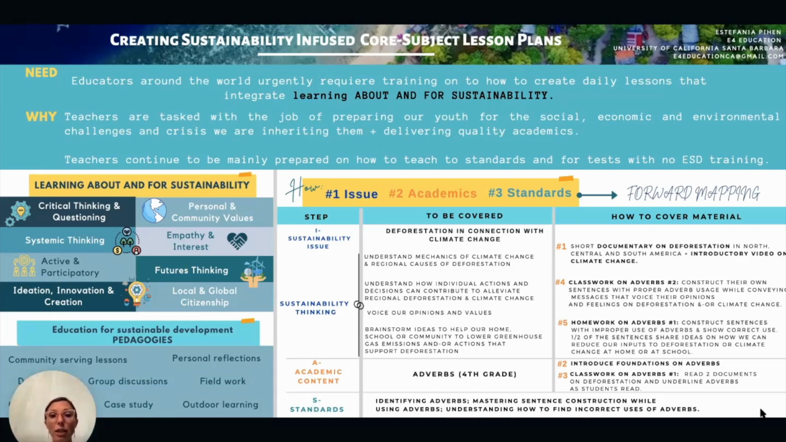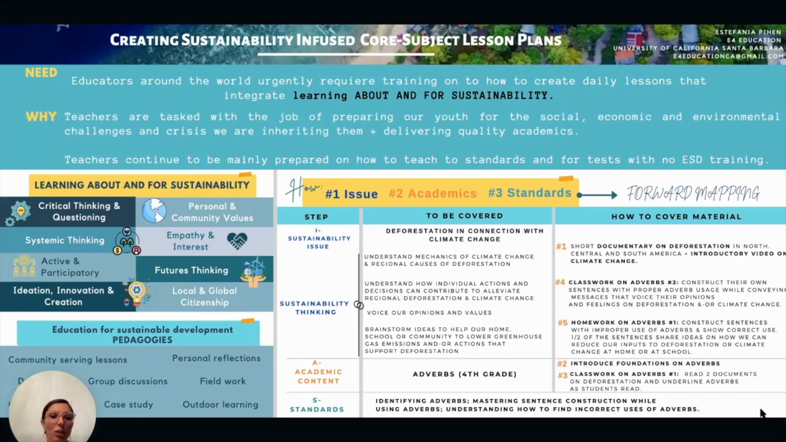So teachers can start the process of ideating, structuring a lesson plan that is going to have a sustainability issue really weaved into all the different components and therefore through every single day of classroom instruction. So the first step is the issue, selecting the sustainability issue that the teacher wants the students to learn about. In this case, the example is specific to deforestation in connection with climate change. So that's step number one.